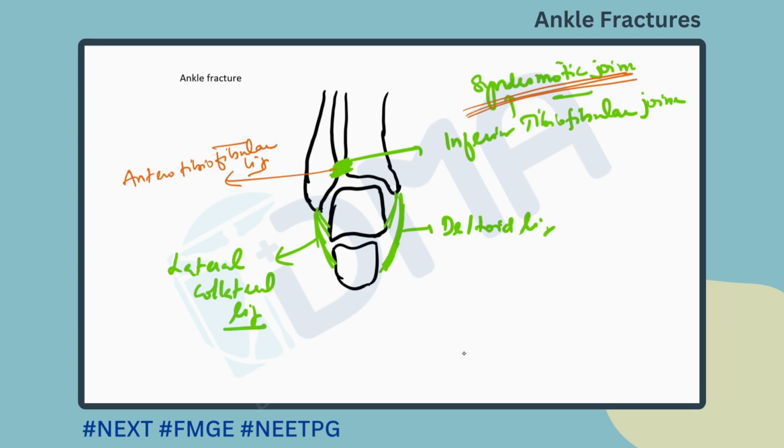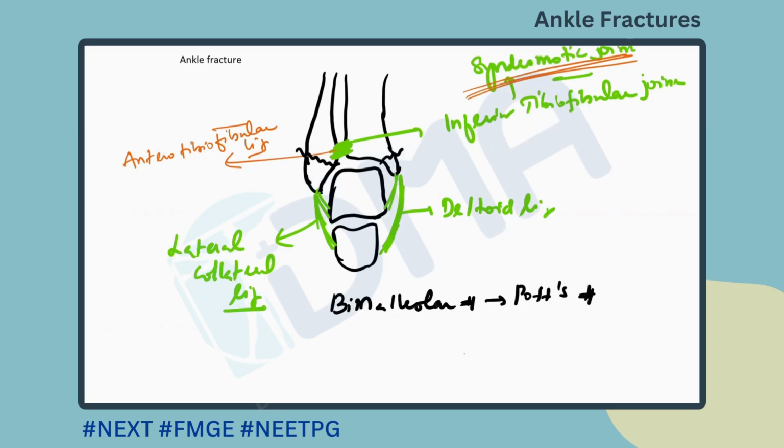So with such strong ligaments, an ankle fracture can happen in the following ways. One is, it can happen in an isolated way, only the medial malleolus or lateral malleolus, but mostly it occurs in combination. Whenever there is a fracture of the lateral malleolus and medial malleolus, we call this a bimalleolar fracture. The bimalleolar ankle fracture is also called Pott's fracture.